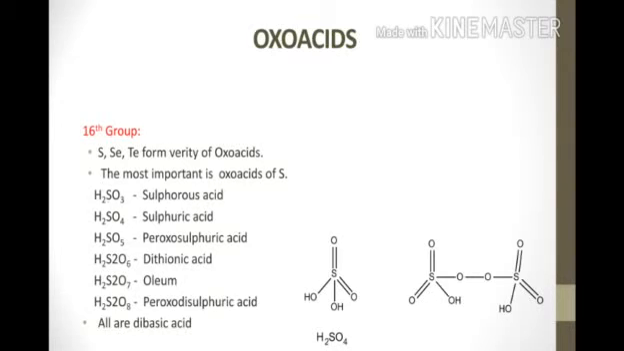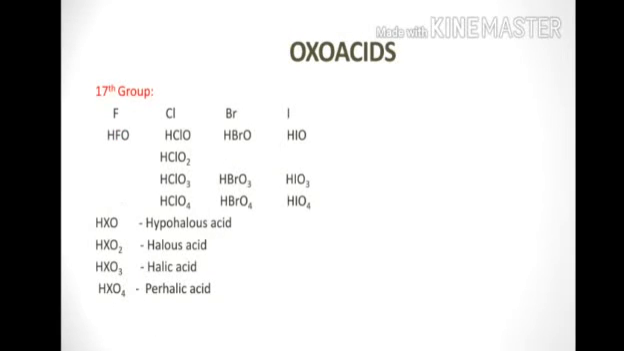This you have to prove when you are drawing the structure of these oxo acids. Here I am giving the structures of only two oxo acids of sulfur. This clearly shows that both of them are dibasic acids, and all the oxo acids of sulfur are dibasic acids. Next we can move to oxo acids of group 17.